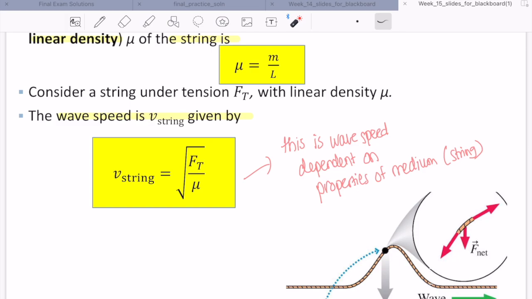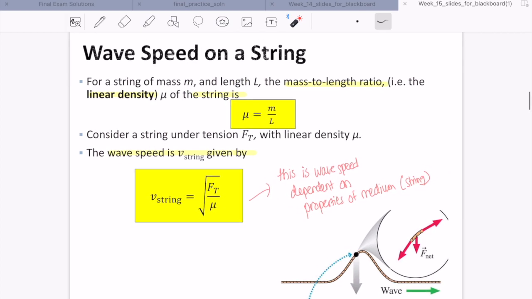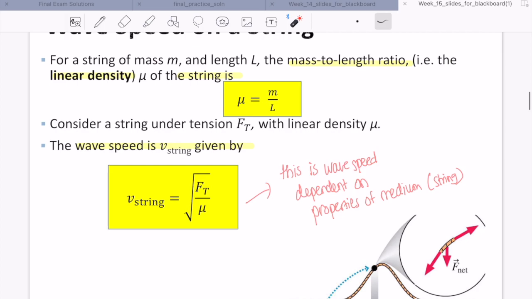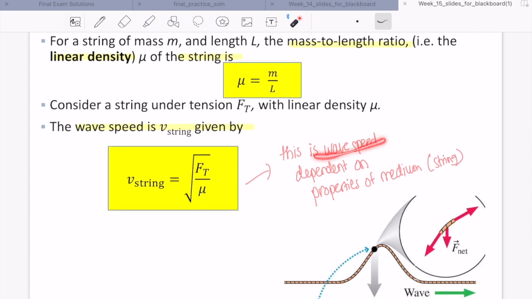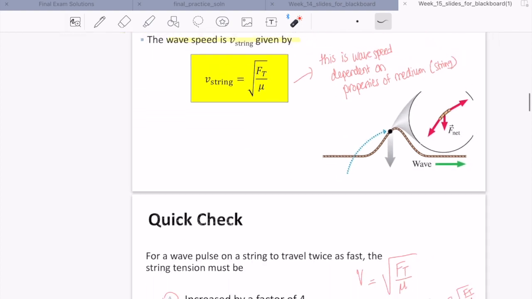That's just an equation that you have to know, but it's on the equation sheet. I don't know if there's a derivation for it, but linear density is the properties of the string itself. It's the mass to length ratio of the string. And then the velocity of the wave is the square root of the force of tension that you apply to the string divided by the string properties. So this is wave speed dependent on properties of the medium.